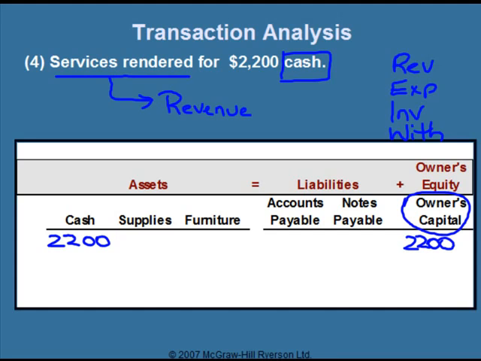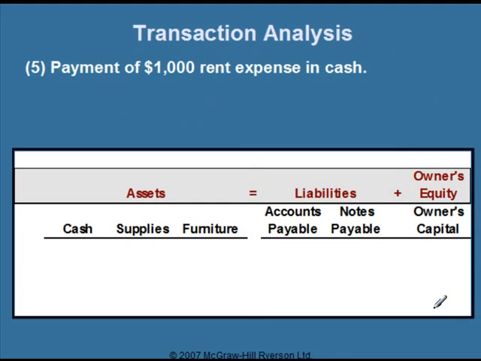We know that revenues and investments make the value of the company go up, and expenses and withdrawals make the value of the company go down. So that $2,200 under capital is a positive number. When we check to see if the accounting equation is in balance, the left side has to equal the right side. In this transaction, the company is making a payment of $1,000 rent in cash.